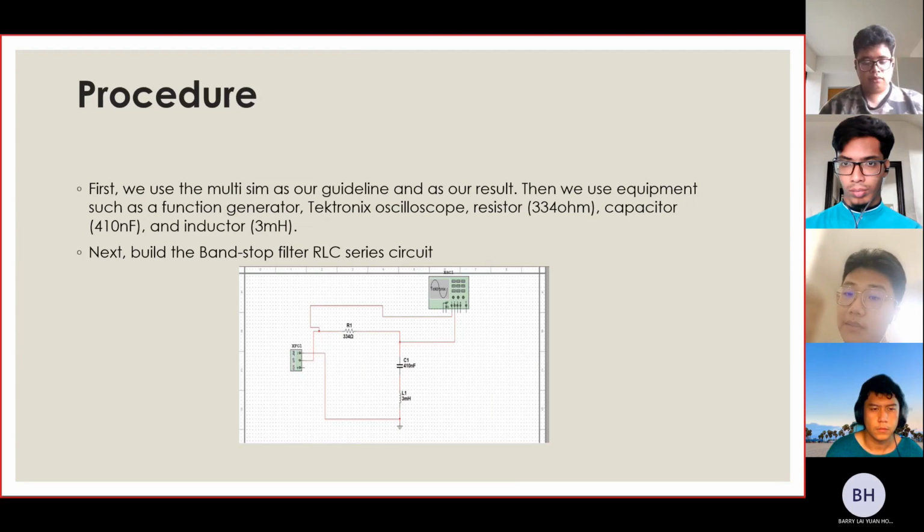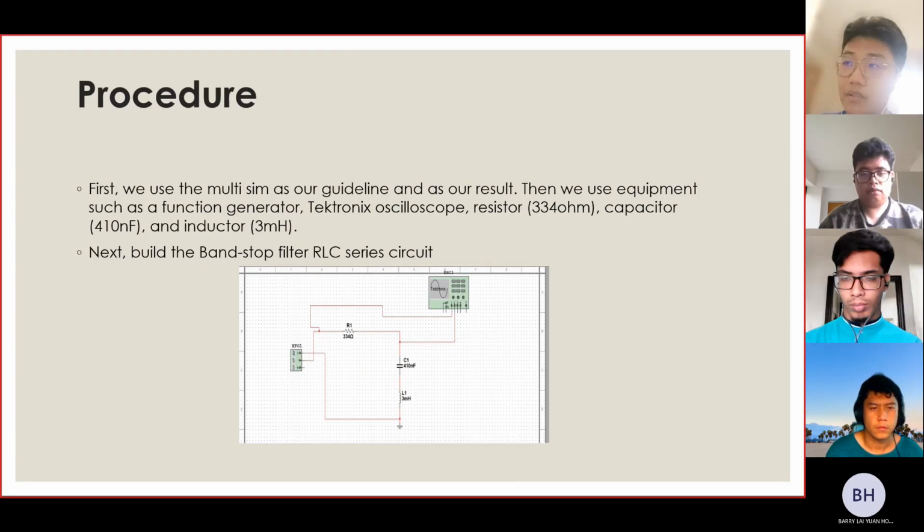For the procedure part, first we use Multisim as our guideline and for our results. Then we use equipment such as a function generator, oscilloscope, resistor, capacitor, and inductor. Next, we build the band stop filter RLC series circuit by using the Multisim software. And this is the circuit. Next slide.